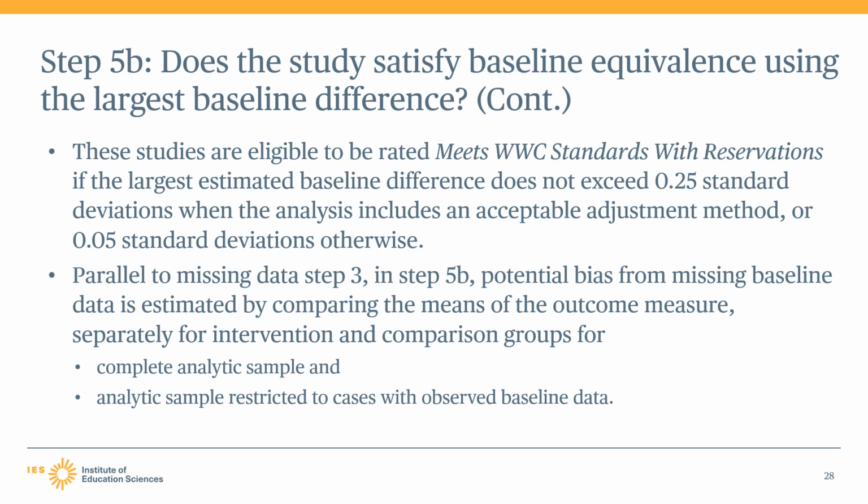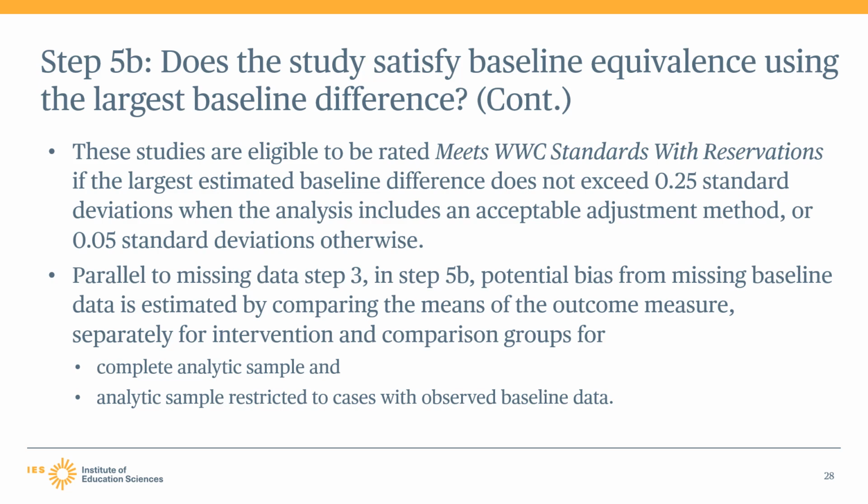Just as in studies with complete baseline data, a study with missing or imputed data for a required baseline measure is eligible to be rated meets WWC standards with reservations if the largest estimated baseline difference does not exceed 0.25 standard deviations when the analysis includes an acceptable adjustment for the baseline measure, or 0.05 standard deviations otherwise. The WWC's approach used for estimating this potential bias is similar to the approach used in Step 3 described earlier.